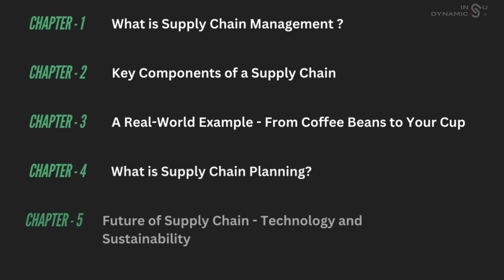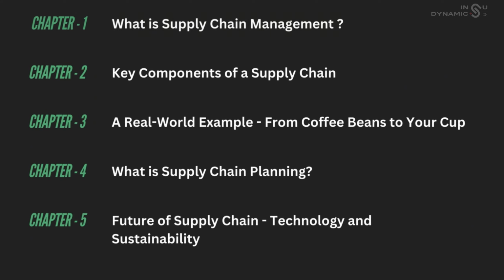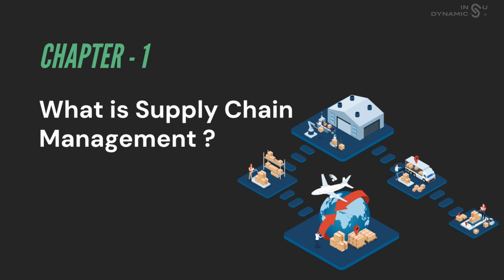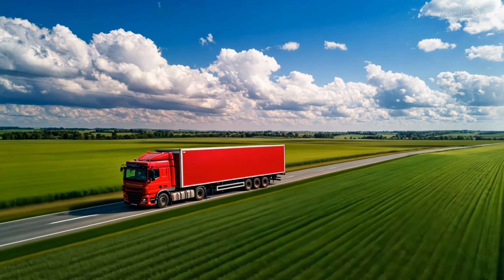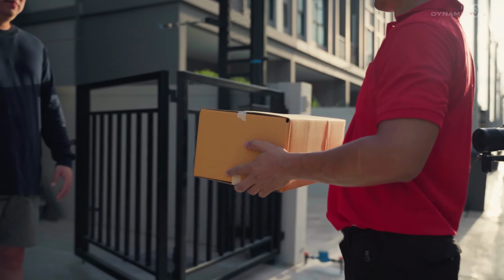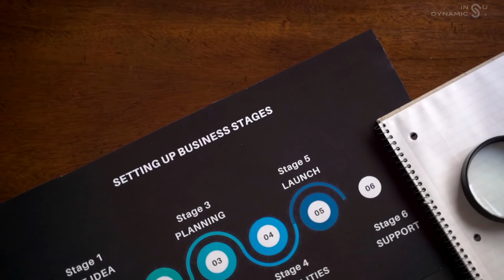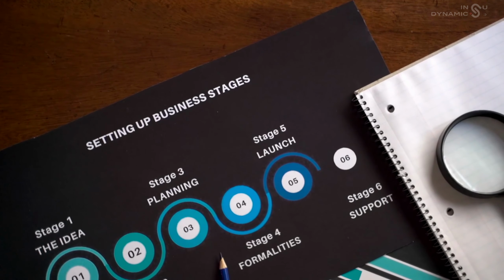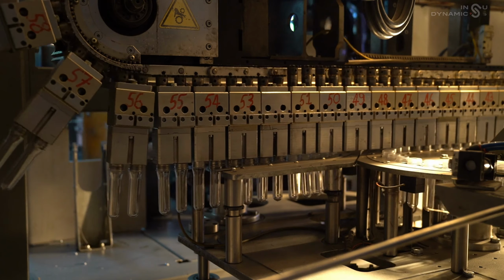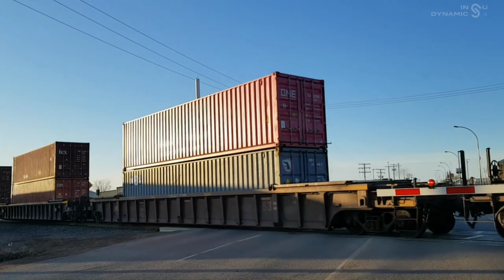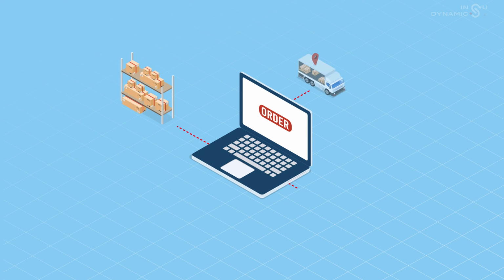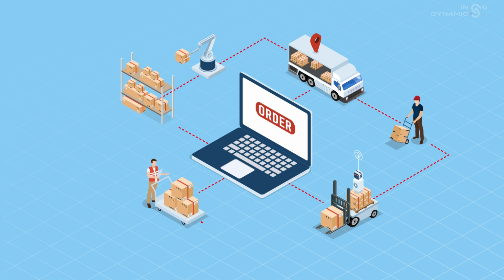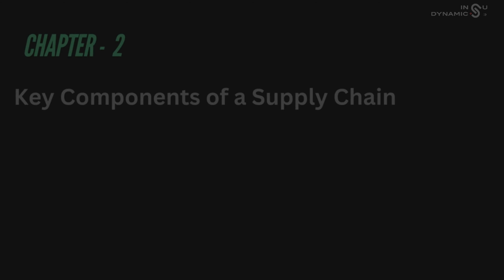To keep things simple and easy to follow, we've divided this video into 5 chapters. Chapter 1. What is supply chain management? In essence, a supply chain is the end-to-end process a product undergoes, from the initial sourcing of raw materials to its final delivery to the customer. It involves a coordinated sequence of stages including procurement, manufacturing, distribution, and logistics, each playing a critical role to ensure seamless flow and availability. Every step in the supply chain works in harmony to bring the product into the hands of the end user.